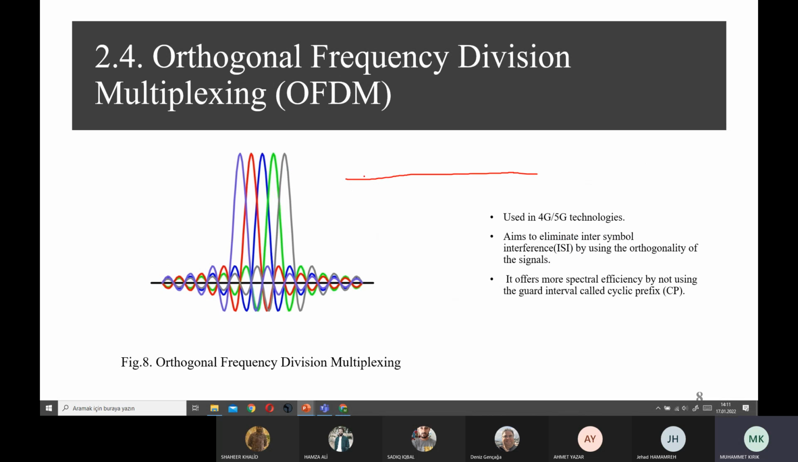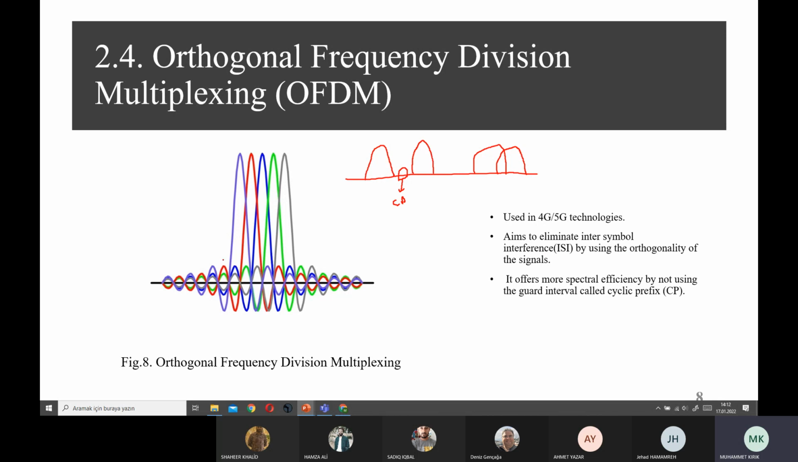In the frequency division multiplexing systems, we are using the symbols, but to not mix them up, we are using a little bit of space between each symbol. And when we do this, we are avoiding the ISI effect, but we are not using the spectra very efficiently because of this cyclic prefix. So when we don't put the cyclic prefix here, we are basically mixing the signals, and this results in the inter-symbol interference. So we don't want this.